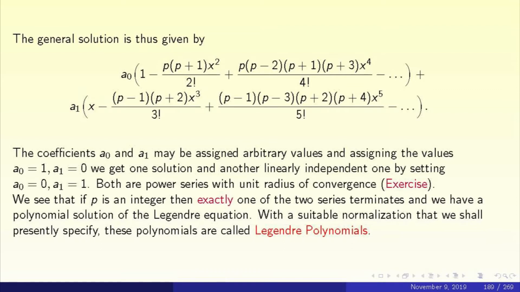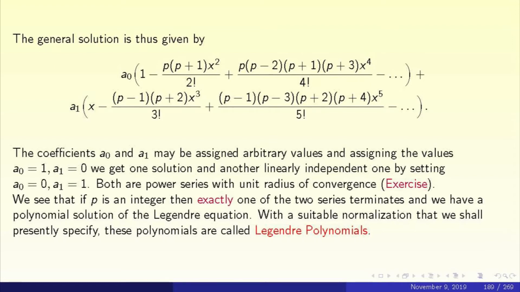The coefficients a0 and a1 can be assigned any arbitrary values. Remember that is a second order ordinary differential equation, so the general solution will involve two arbitrary constants. These are the two arbitrary constants that you see in the general solution. So suppose I put a0 equal to 1 and a1 equal to 0. What do you get? You get a power series involving only the even powers of x. Do the other way around. Put a0 equal to 0 and put a1 equal to 1.